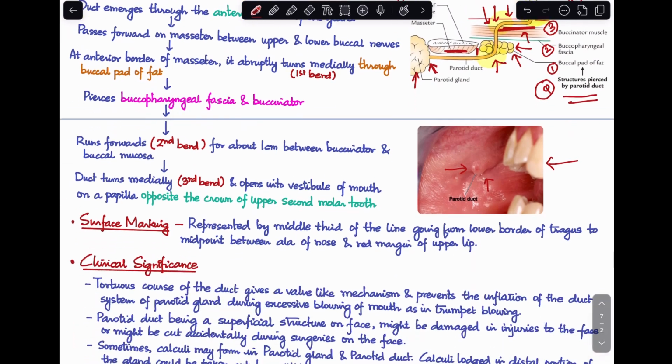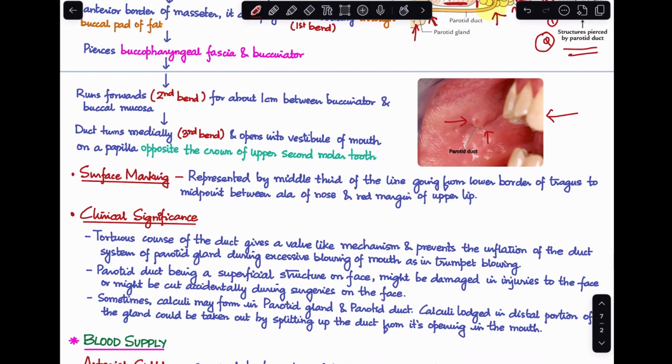Second question is, from an anatomy perspective, what is the surface marking of the parotid duct? The parotid duct is represented by a line if you draw from the lower border of the tragus to the midpoint between the ala of the nose and the red margin of the upper lip. The middle third of the line will denote the surface marking of the parotid duct.